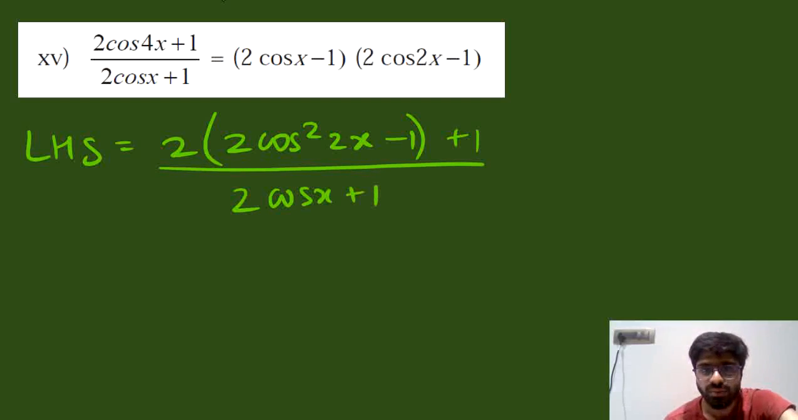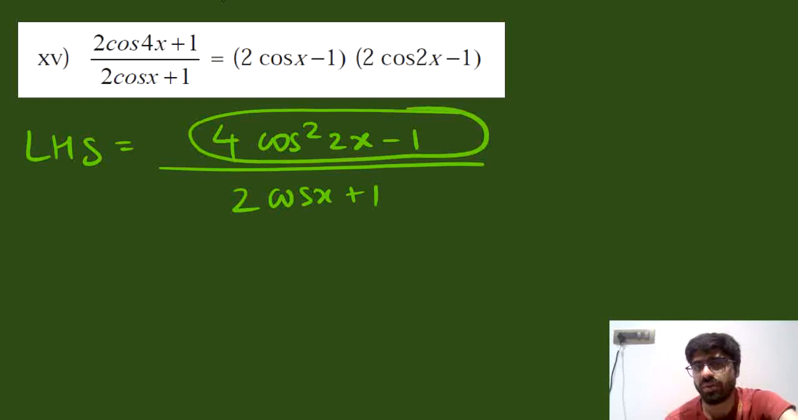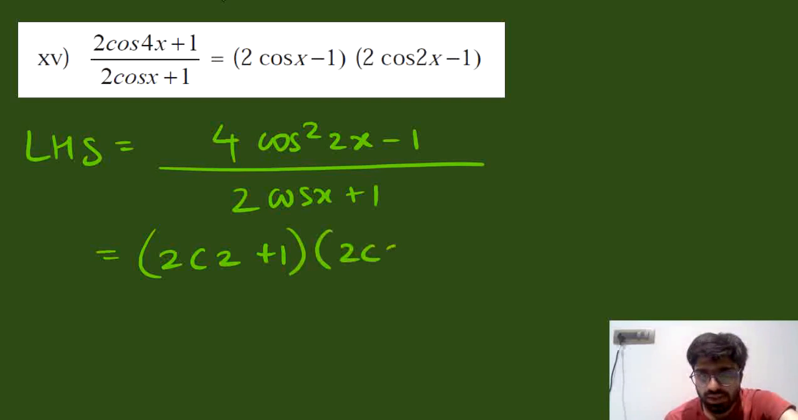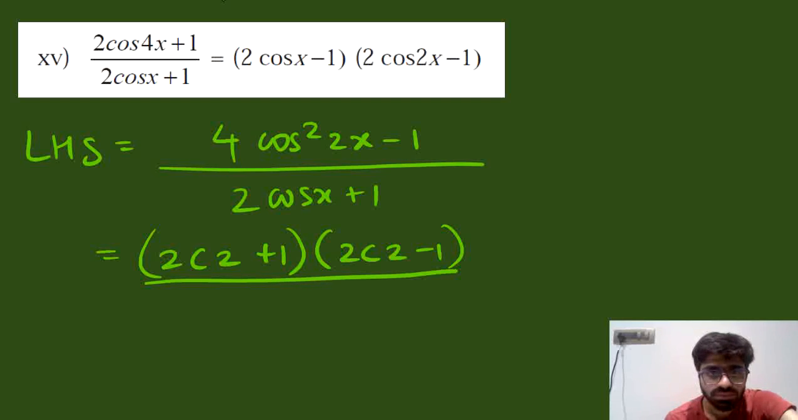And if we expand the bracket here, this would become 4 cos square 2x minus 2 plus 1. Minus 2 plus 1 becomes minus 1. And finally in the numerator you again have a square minus b square, so we can write it as a plus b into a minus b. So the numerator would be 2 cos 2x plus 1 into 2 cos 2x minus 1 upon 2 cos x plus 1.